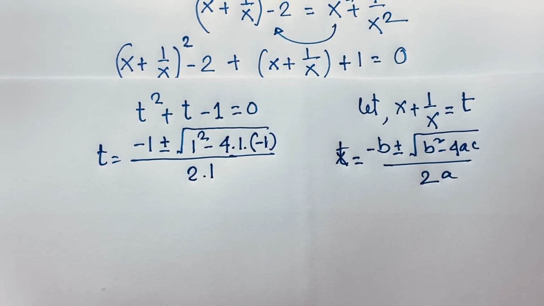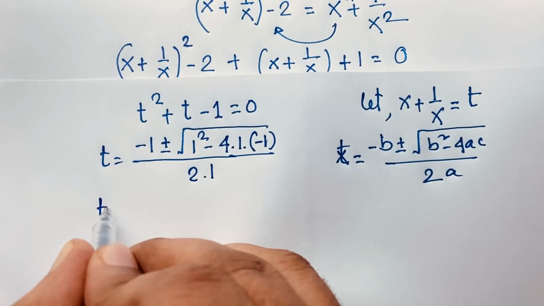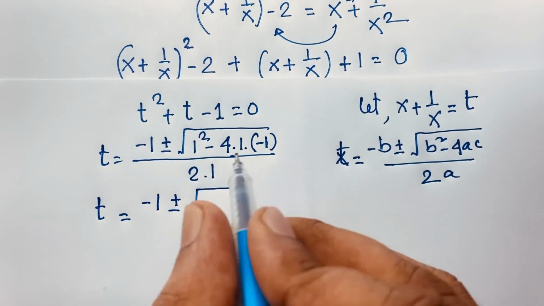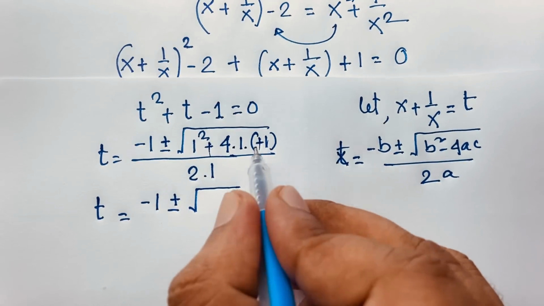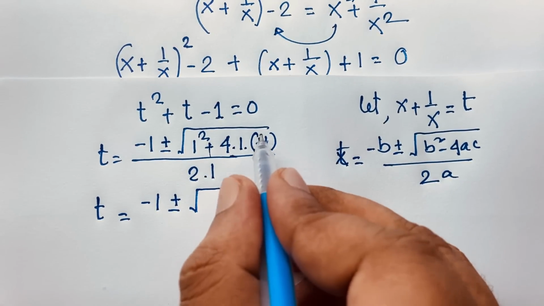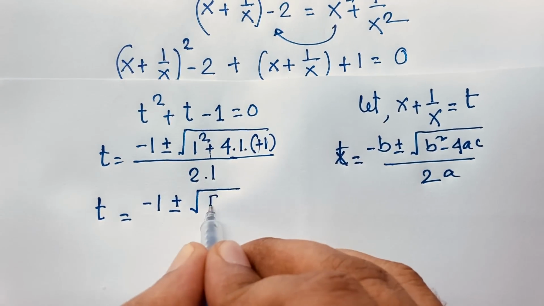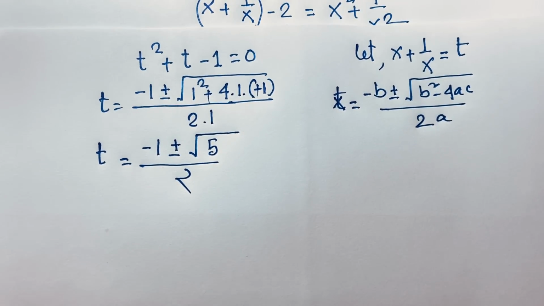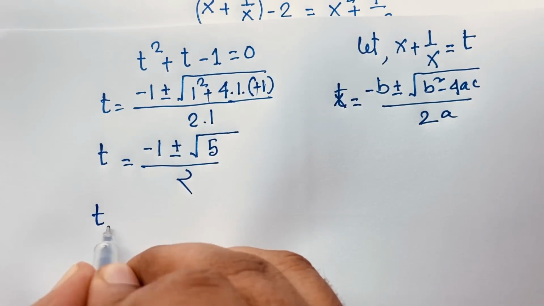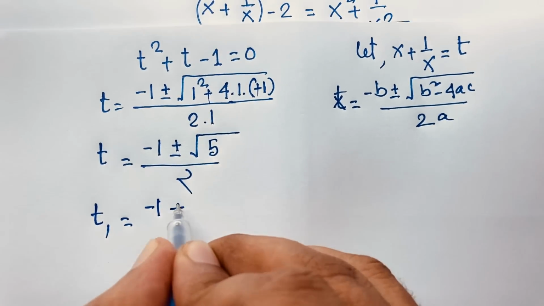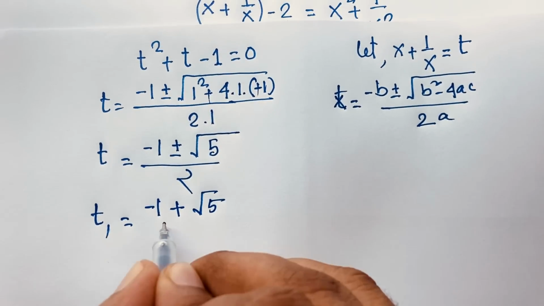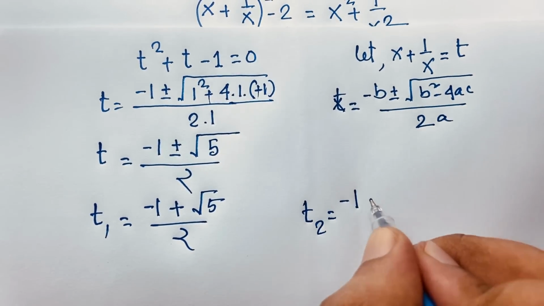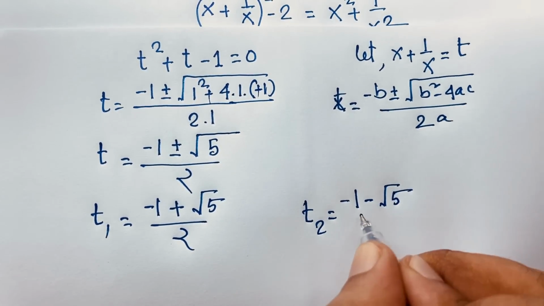Now at this moment you can see here t is equal to minus 1 plus minus square root, then minus minus will be plus. So 4 times 1 is 4, 4 plus 1 is 5, so I take square root of 5 over 2. Now we find t1 is equal to minus 1 plus square root 5 over 2, and t2 is equal to minus 1 minus square root 5 over 2.